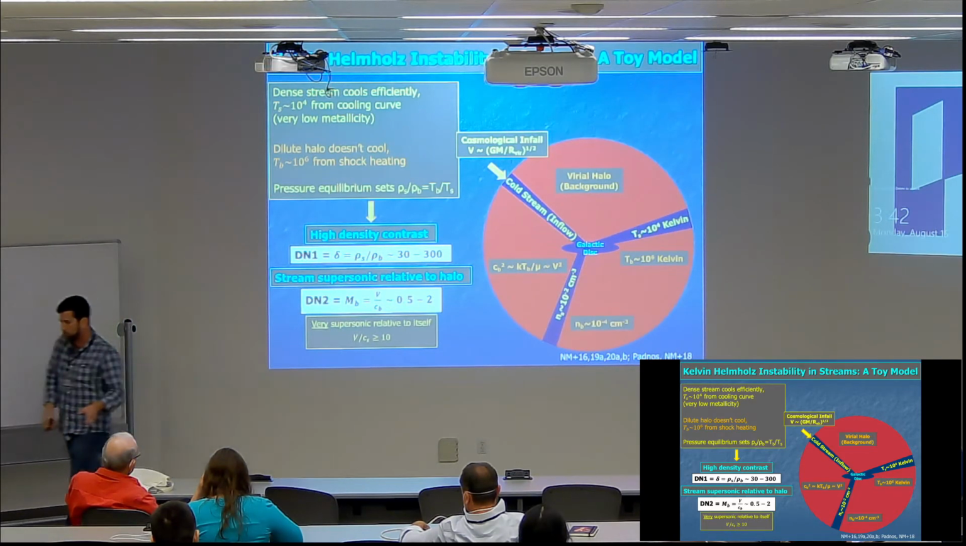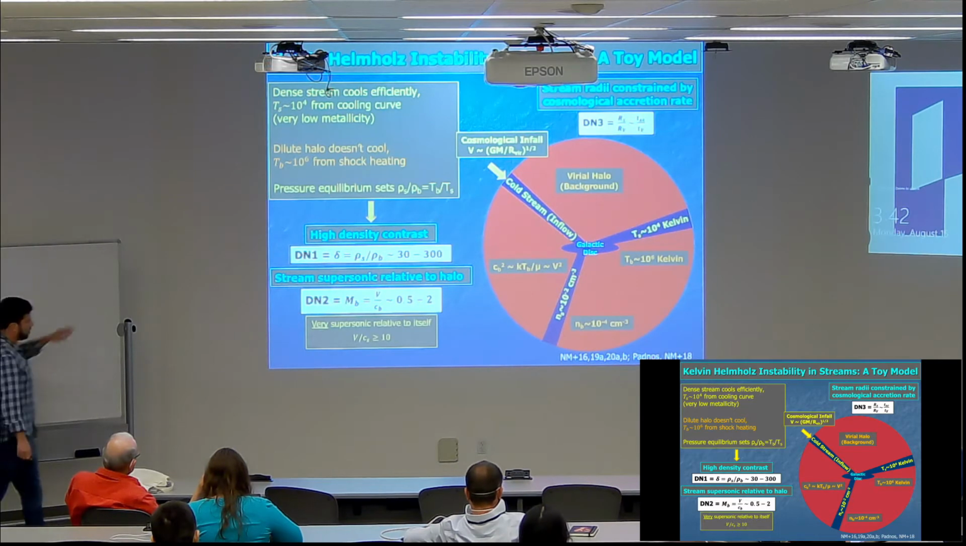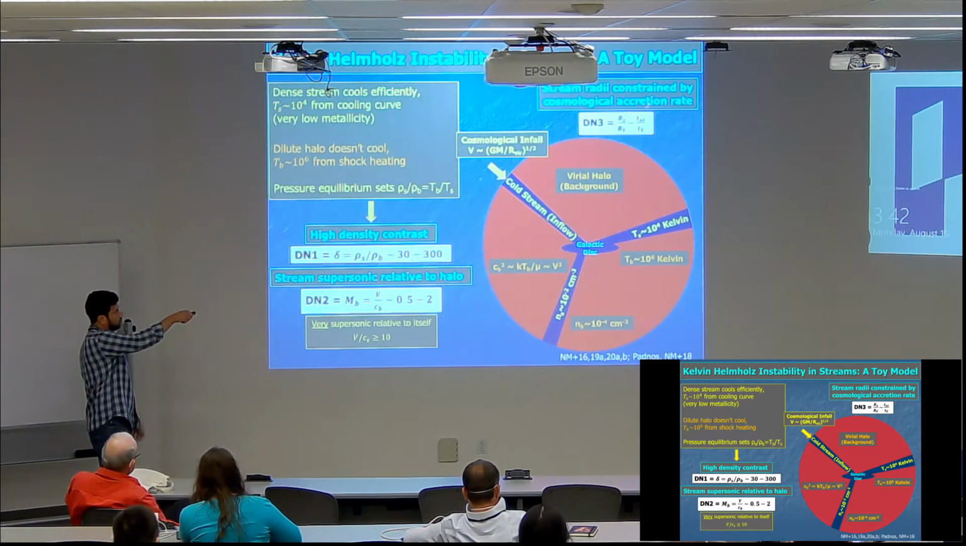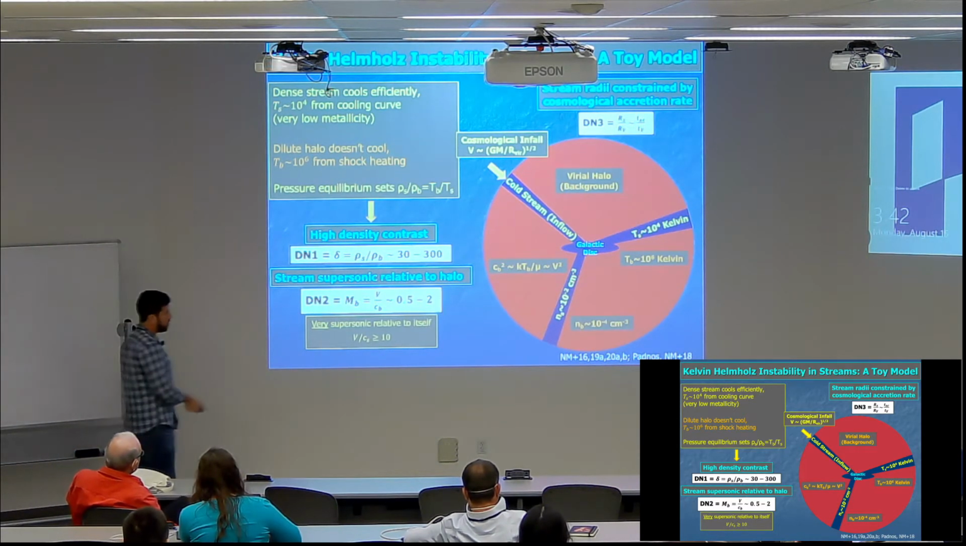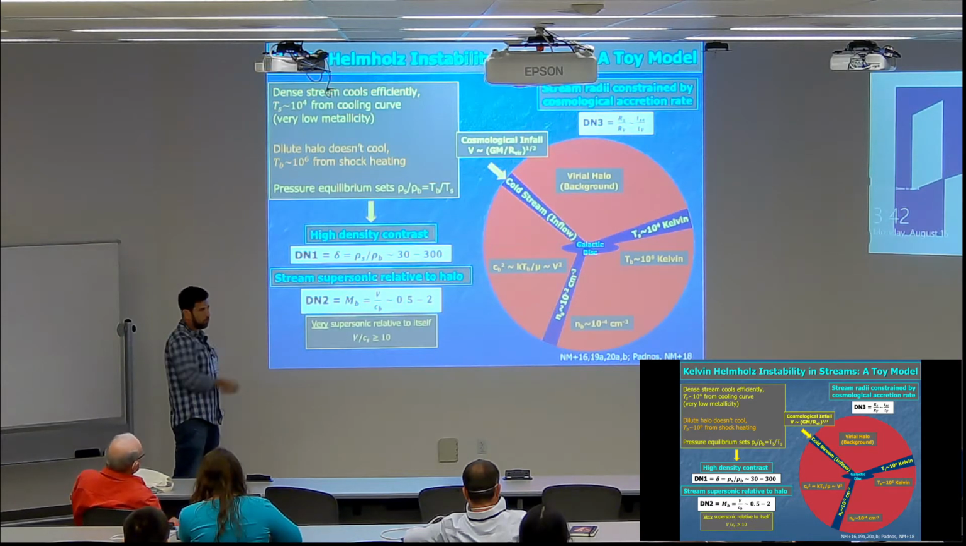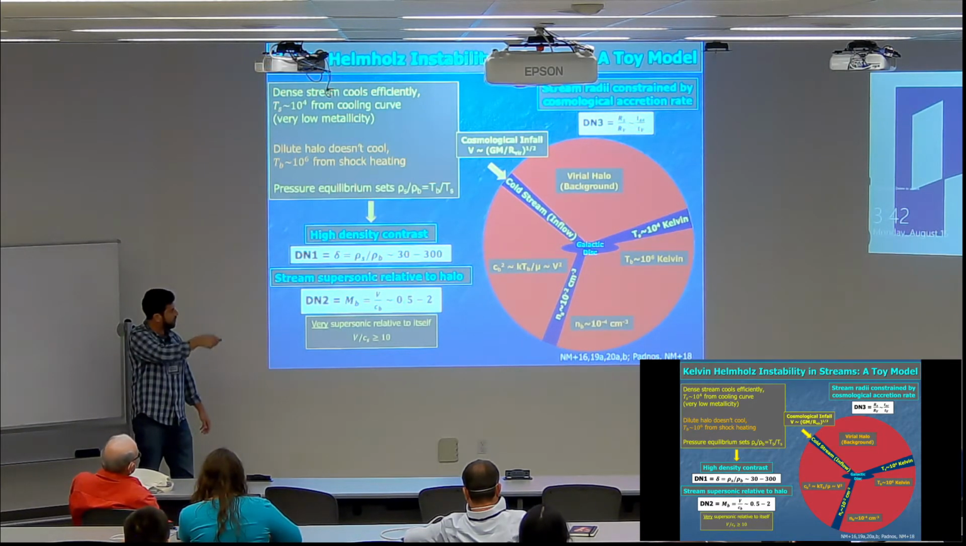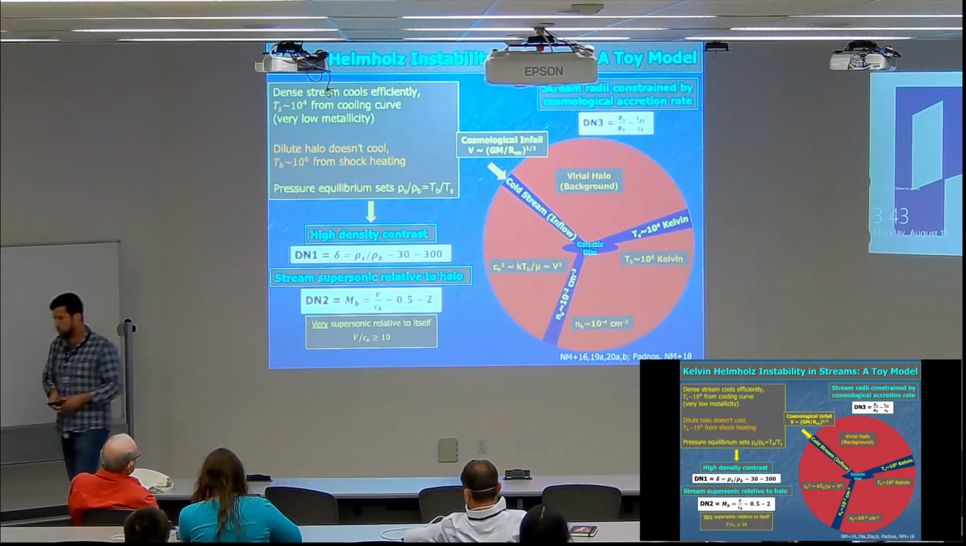large temperature differential. The third dimensionless number that is going to govern the problem thus far is basically the stream radius divided by the halo virial radius, or you can think of that as the sound crossing time of the stream divided by the virial crossing time of the halo. This can be constrained by the cosmological accretion rate.